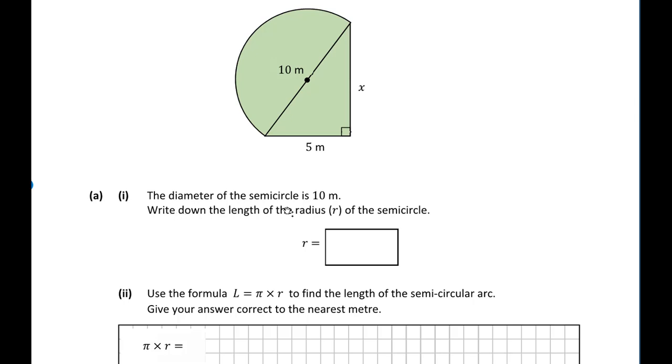All right, the diameter of the semicircle is 10 meters. Great. Write down the length of the radius. Well, the radius is half the diameter, isn't it? So R is 5. And we'll just put M for meters. Cool.